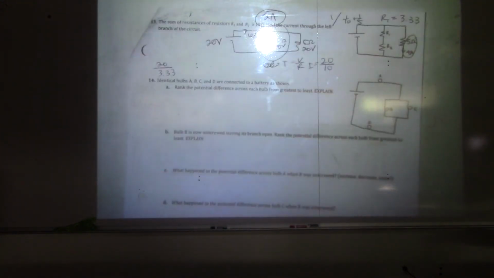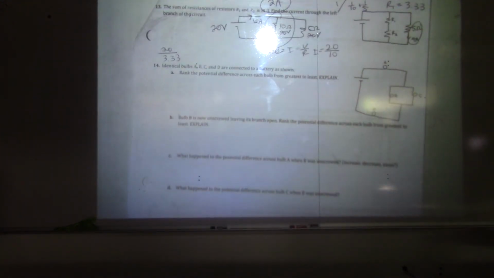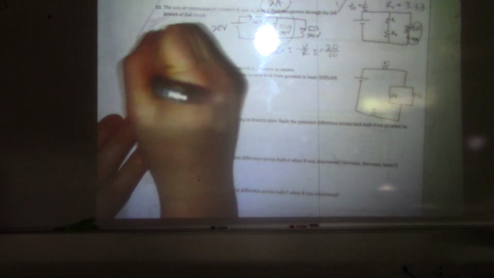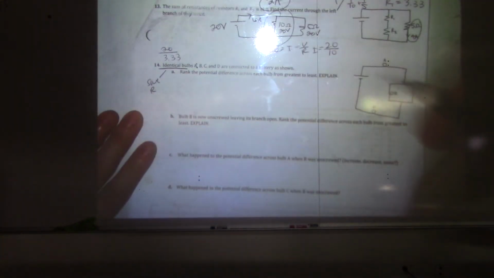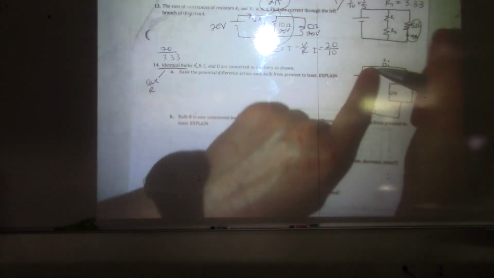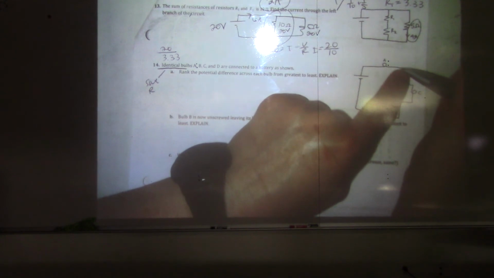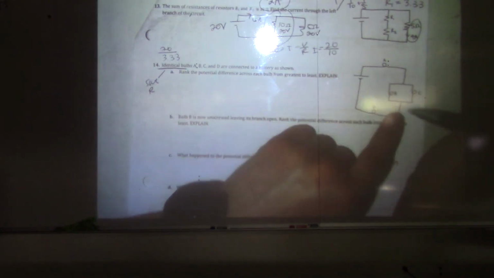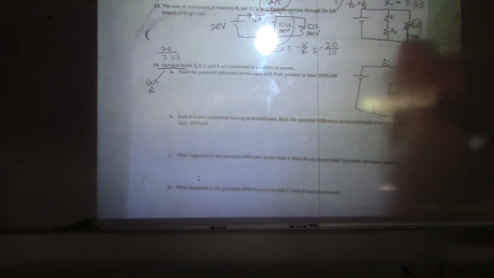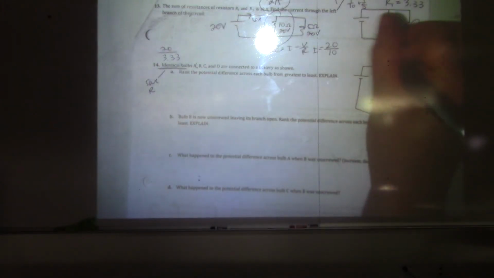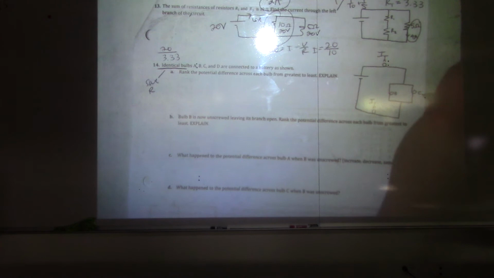Either way works. Here we are ranking the potential difference across each bulb from greatest to least. So it says they're all identical bulbs, which means same resistance. Here, I'm going to start with my currents because I know that current is total current here, and then it splits evenly, and then it comes back together. So these two are both getting the total current, so I'm going to make a note. They both get I total. These two do not get I total.